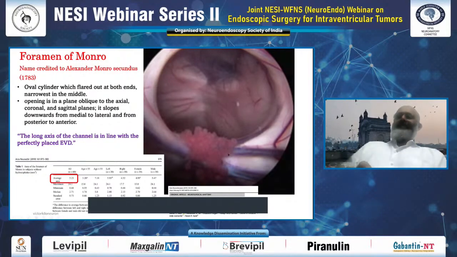Now, the internal capsule is in this region, so care needs to be taken, obviously, not to damage the internal capsule, which can have disastrous consequences.